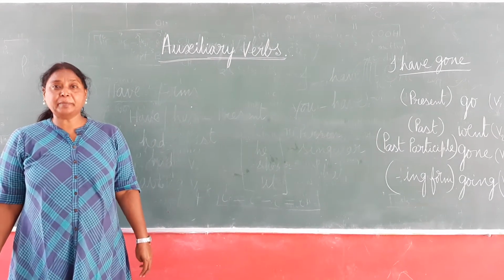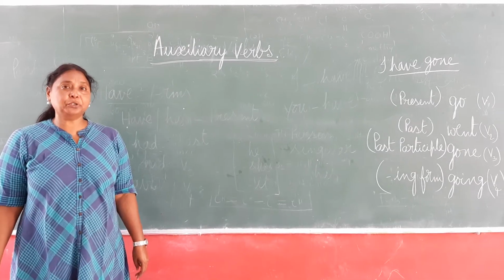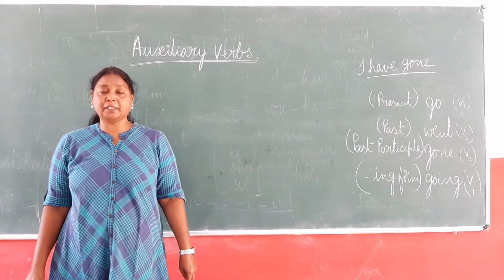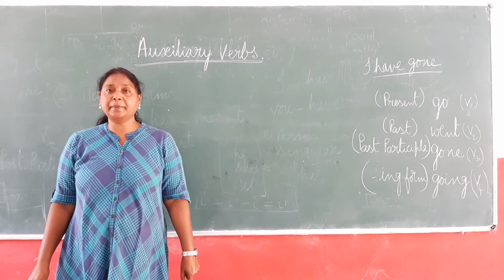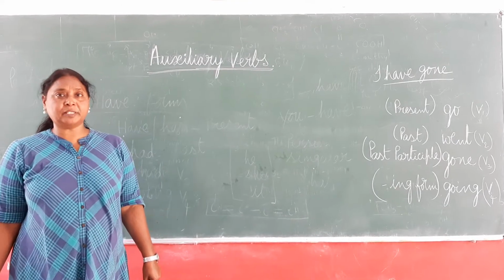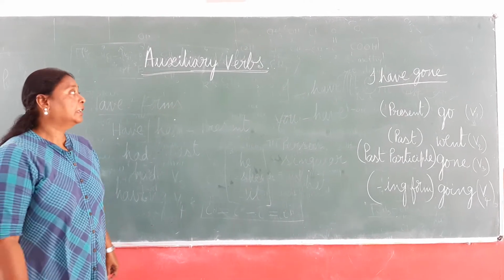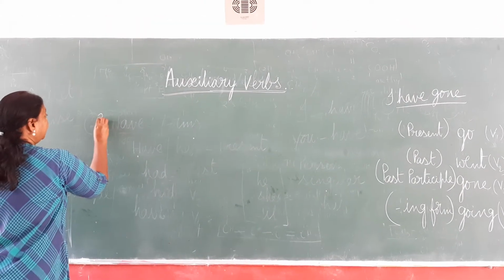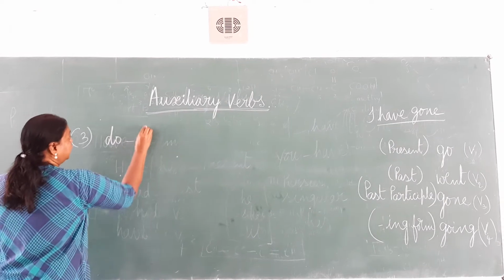I hope you remember in my previous two videos, I introduced you to two groups of auxiliary verbs, that is, helping verbs. The first one I discussed the be forms and the second one I discussed the have forms. Now we are coming to the third group of auxiliaries, that's the third group of auxiliary or the do forms.